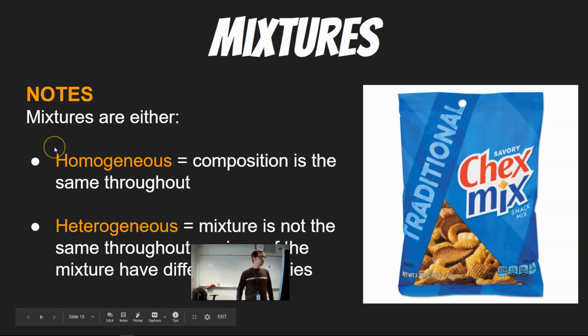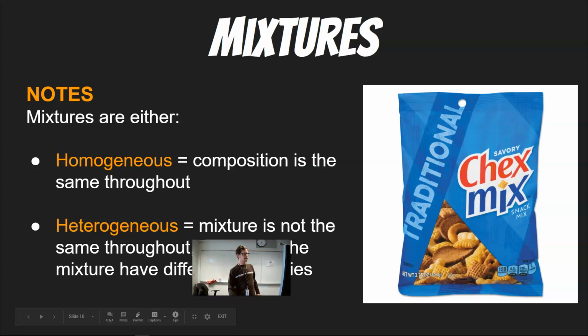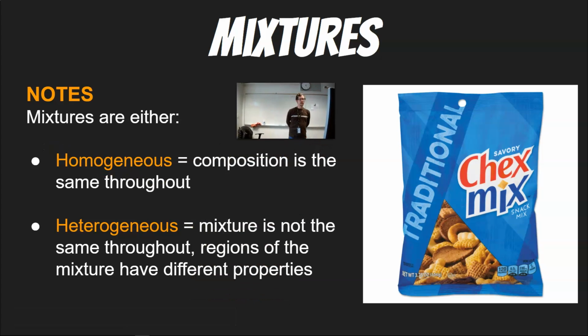And we have two different kinds of mixtures, and these words may sound new, but they're important because they come up in a lot of contexts in science and otherwise. So mixtures are either homogeneous. The word root homo means the same. So homogeneous, composition is the same throughout, or heterogeneous. The word root hetero means different. So heterogeneous is a mixture that's not the same throughout, where regions have different properties, right?